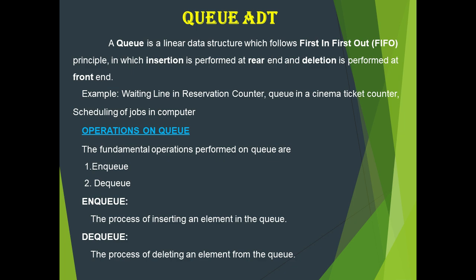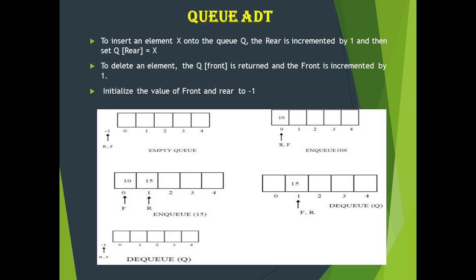The operations performed on a queue are enqueue and dequeue. The process of inserting an element in the queue is known as enqueue, and the process of deleting an element from the queue is known as dequeue. While inserting an element X into the queue, the rear end gets incremented by 1. When deleting an element from the queue, the front end gets incremented by 1. Initially, the values of front and rear are set to -1. So in the case of the first insertion, the front value and rear value get incremented by 1.